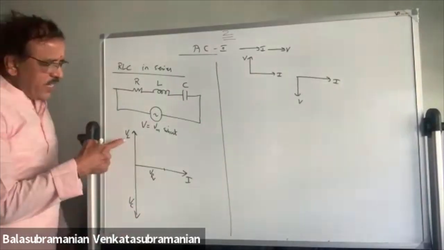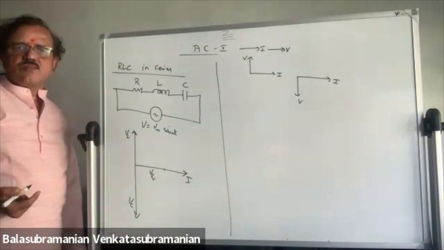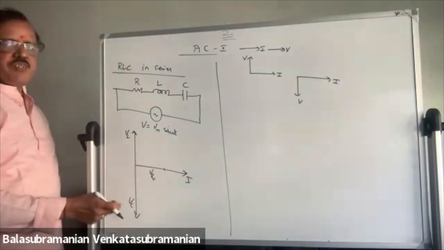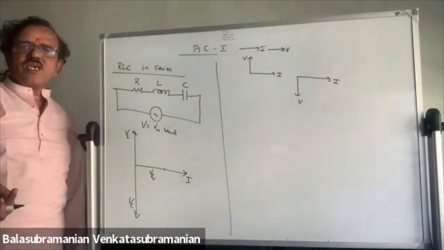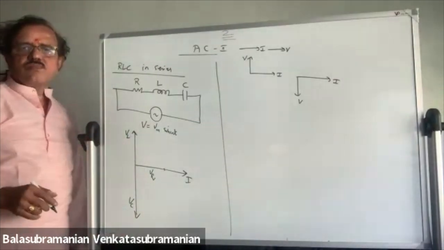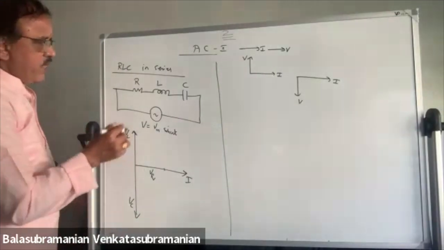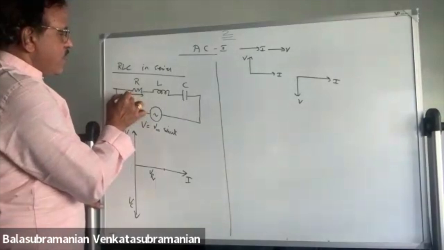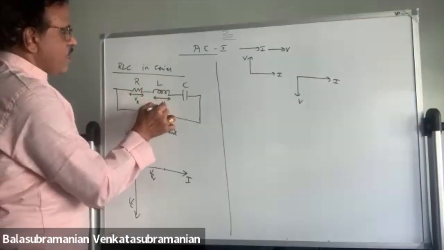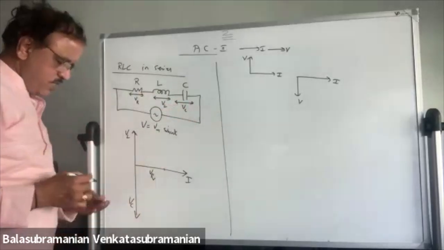First, we will calculate the resultant of VL and VC. Because we have three different directions, VR, VL and VC, we cannot calculate the resultant. So make it into two, then find the resultant. You know very well, the potential across the resistor is VR, across the inductor is VL, across the capacitance is VC.